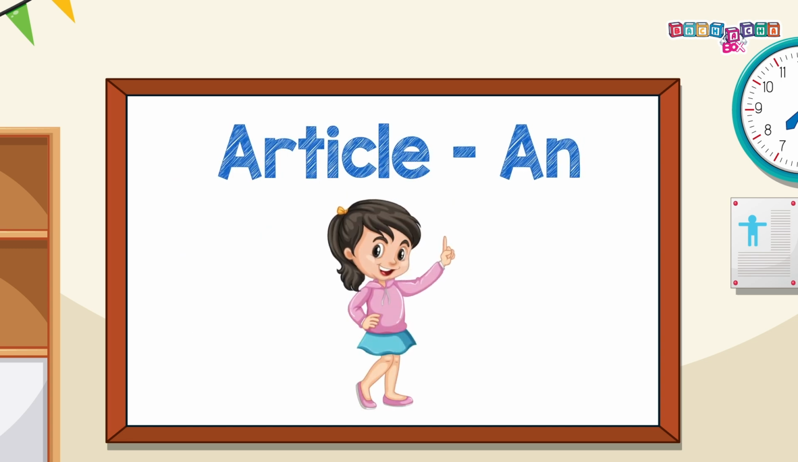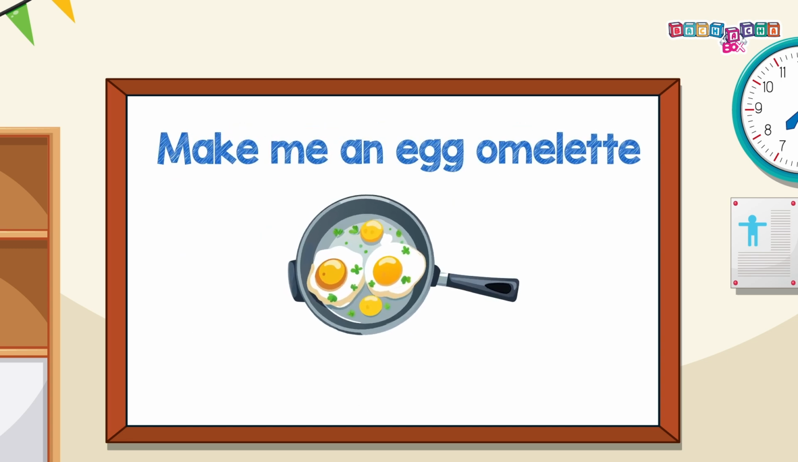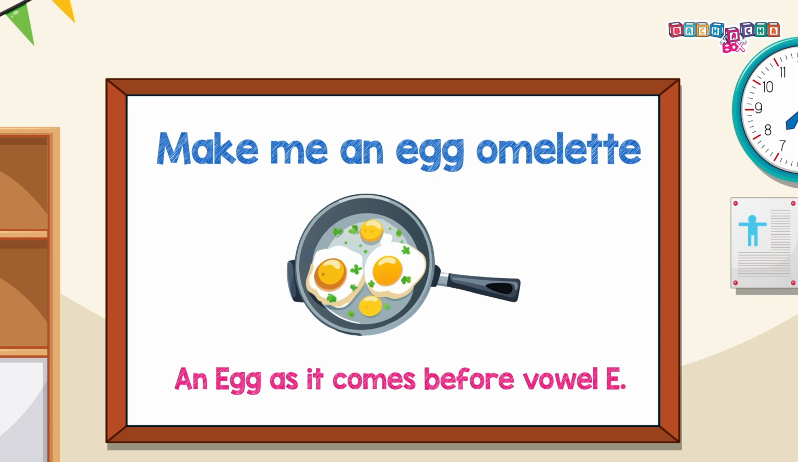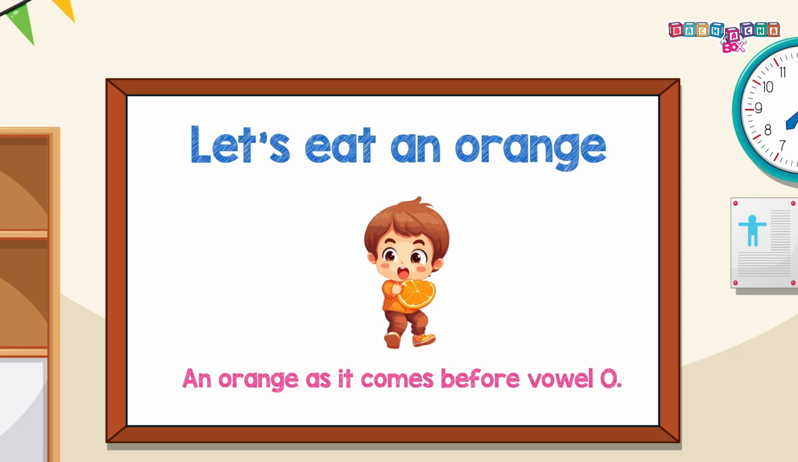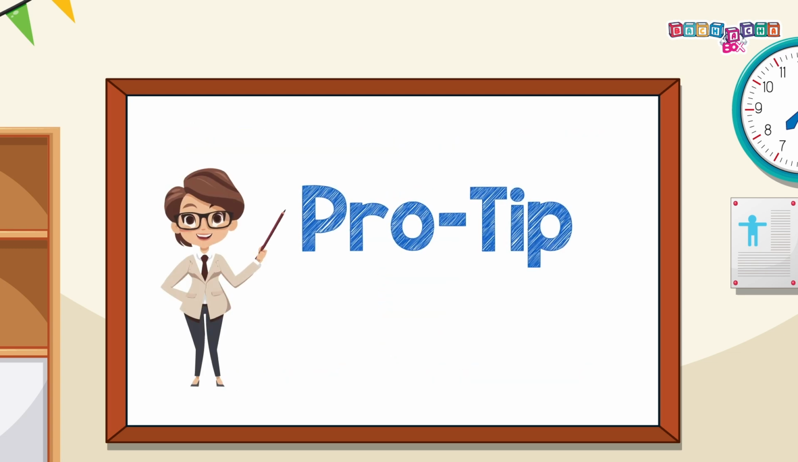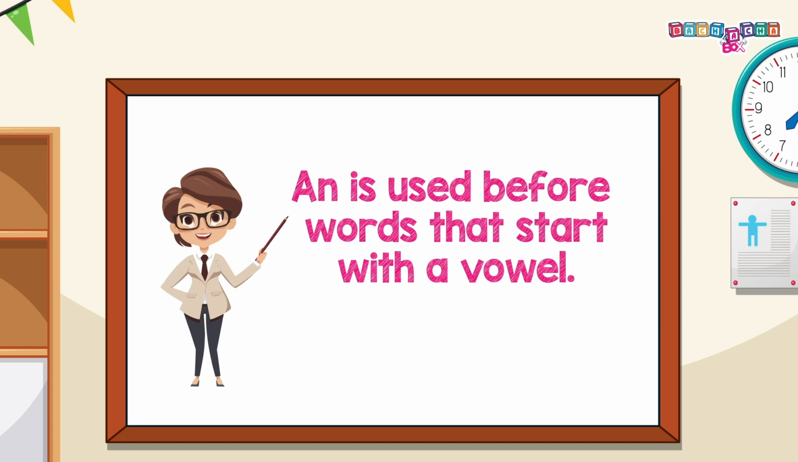Article an. Make me an egg omelette. An egg, as it comes before vowel E. Let's eat an orange. An orange, as it comes before vowel O. Pro tip: an is used before words that start with a vowel.